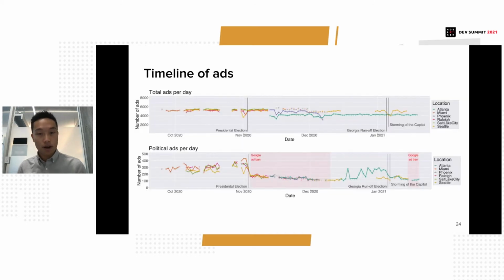So these graphs show the number of ads and political ads that we collected over time, where each line represents the number of ads seen by a particular crawler. Unfortunately, we have several gaps in our data due to bugs and outages. But we observed that the total amount of ads that we saw was relatively constant before and after election day at around 5,000 ads per day. However, if we look specifically at political ads, we see that the number of political ads dropped substantially after the election from up to 450 ads per day down to around 125 per day.